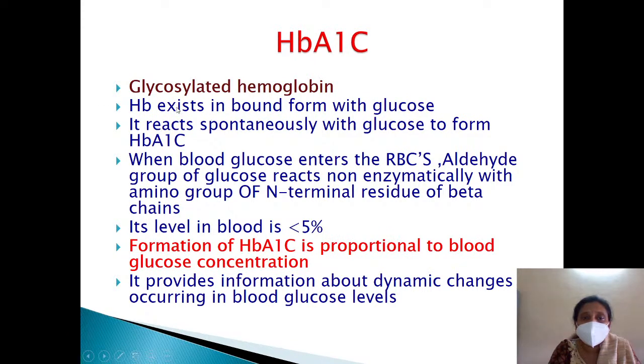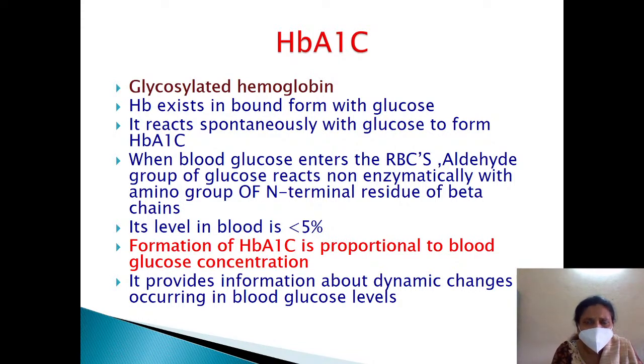Here the addition of glucose to hemoglobin occurs spontaneously, non-enzymatically. So how is the glucose attached to hemoglobin? Glucose is an aldohexose, and the aldehyde group lies at C1. The aldehyde group of glucose reacts with the amino group of the N-terminal residue of the beta chains.